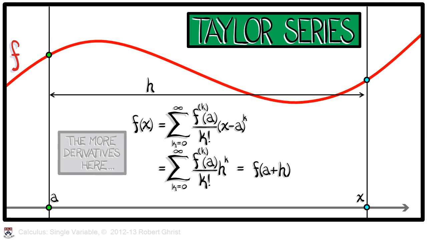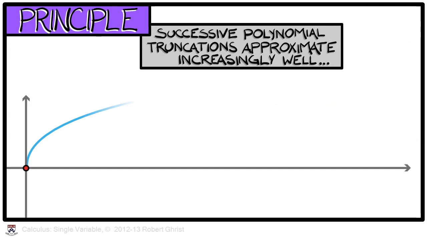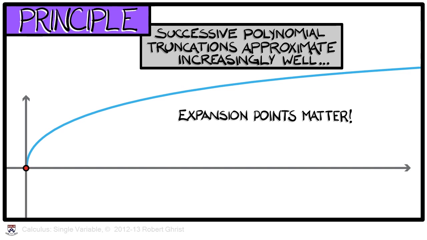One way to think about this is that the more derivatives of f you know at a point a, the better an approximation you get at x, or at a plus h. This is a perspective that you're going to want to keep with you for the remainder of this course. The principle is that successive polynomial truncations of the Taylor series approximate increasingly well. We've seen that before. In this lesson, the point is that where you do the Taylor expansion matters.